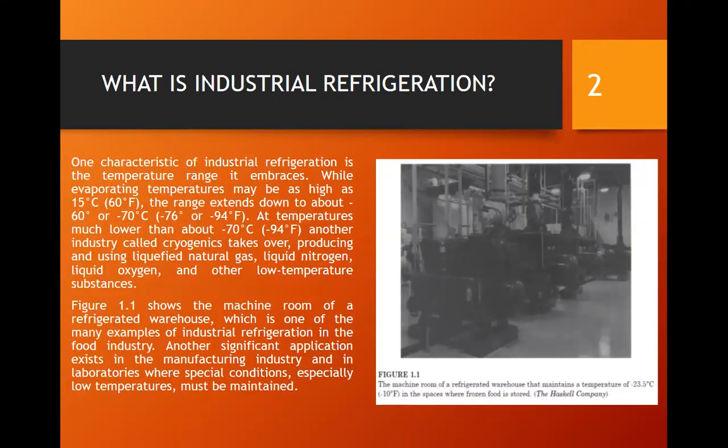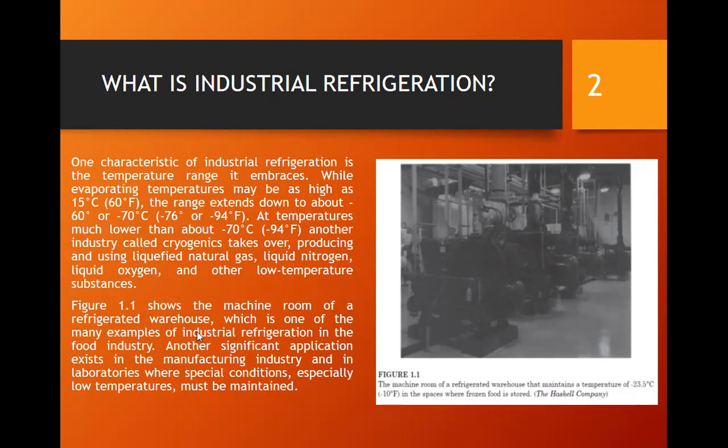While evaporating temperatures may be as high as 15°C or 60°F, the range extends down to about -60°C, or -76°F. Temperatures much lower than that, -70°C or -94°F, are where another industry called cryogenics takes over, producing and using liquefied natural gas, liquid nitrogen, liquid oxygen, and other low temperature substances.